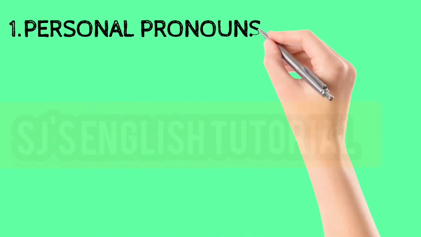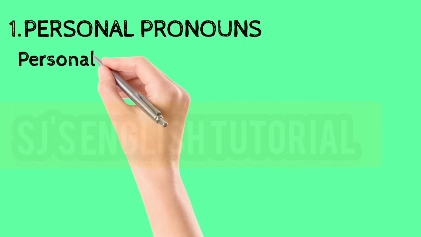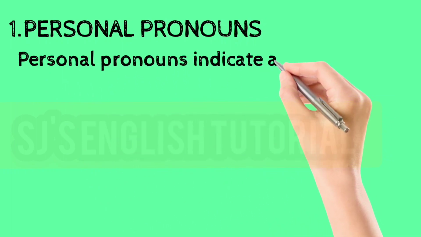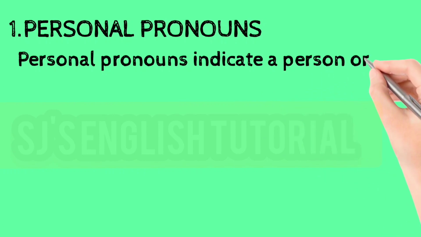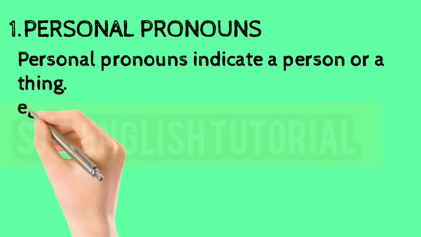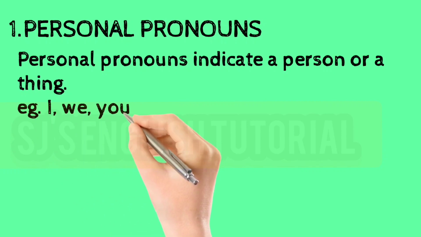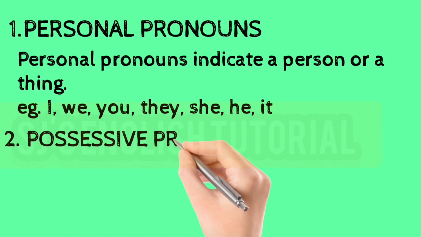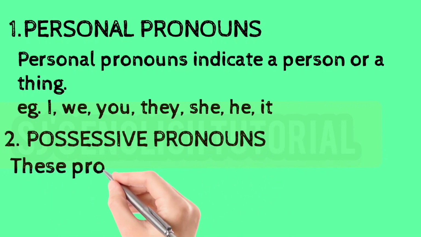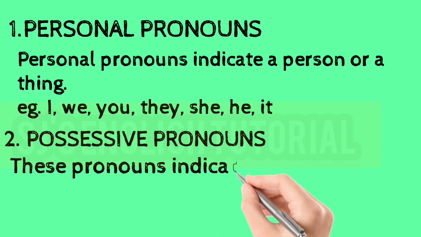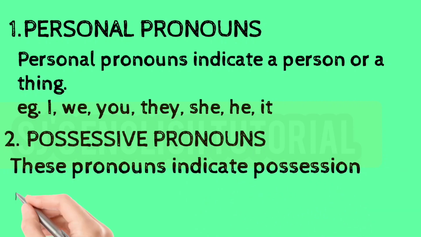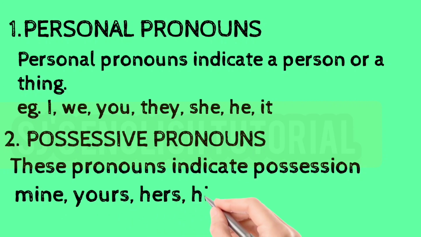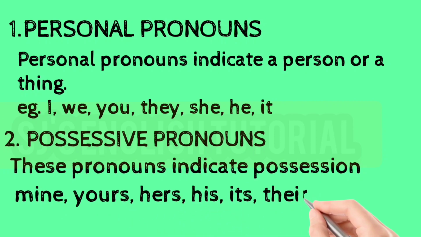Based on their function, let us see the various types of pronouns. First one, the personal pronouns. Personal pronouns indicate a person or a thing. For example, I, we, you, they, she, he, it. The second one, possessive pronouns. These pronouns indicate possession. For example, mine, yours, hers, his, its, their, our, etc.